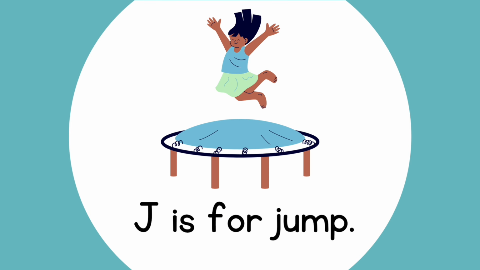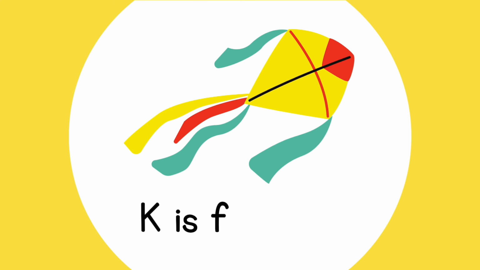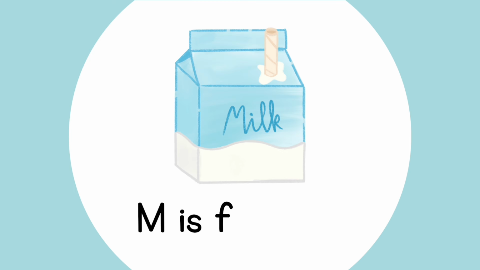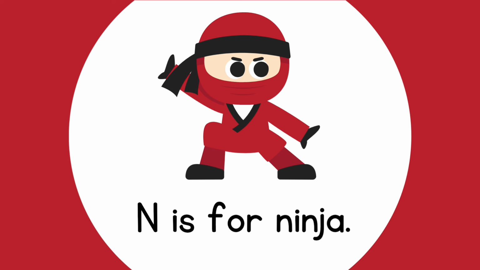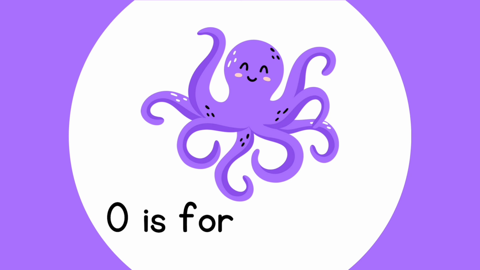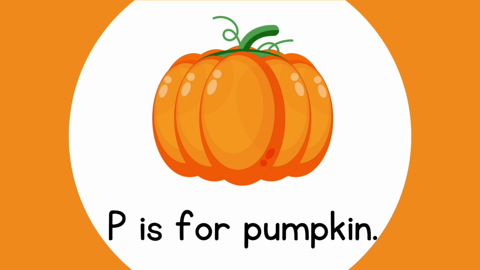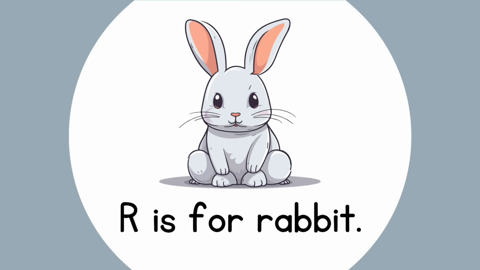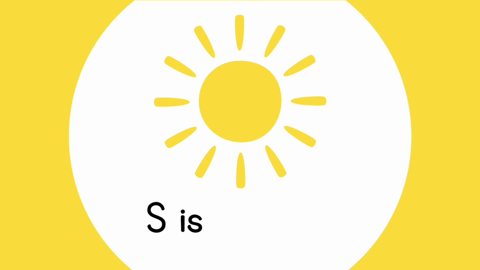J is for jump. K is for kite. L is for lion. M is for milk. N is for ninja. O is for octopus. P is for pumpkin. Q is for queen. R is for rabbit. S is for sun.